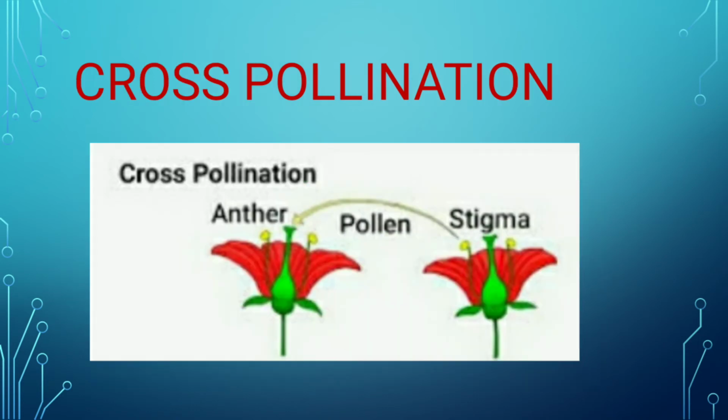Now, let us see cross pollination. It takes place between two flowers, that is, this one and this one. The pollen grains are transferred from anther to the stigma of a flower of a different plant.